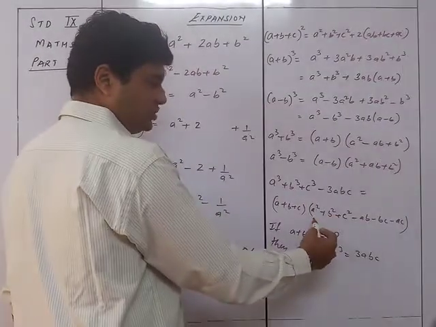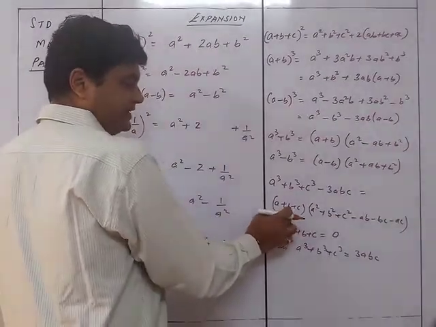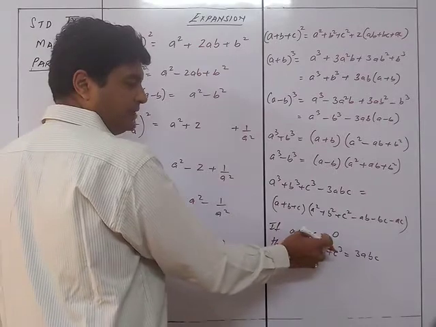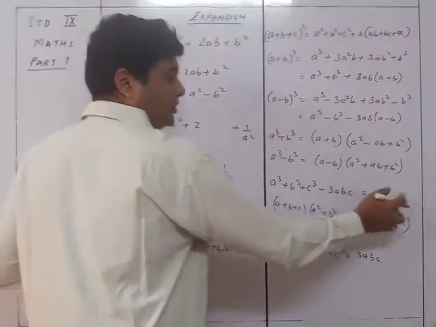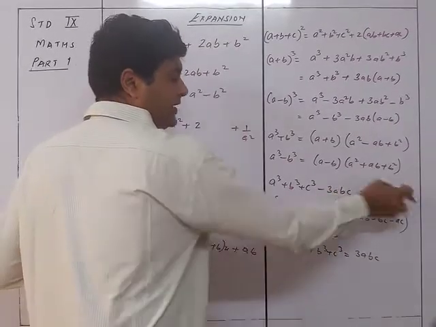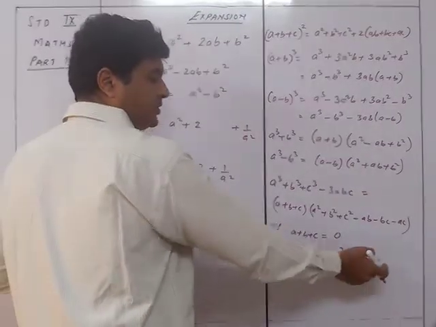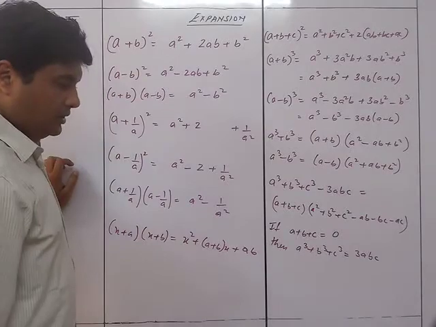Connected to this as such, but see, if this is 0, it is given that a plus b plus c is 0. So if this is 0, the whole thing becomes 0. So if this is 0, तो ये इधर लेके जाएंगे तो क्या होगा? a cube plus b cube plus c cube is equal to 3abc.